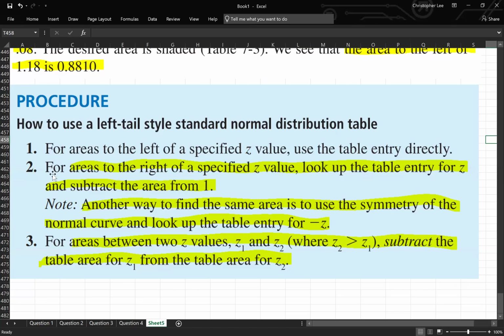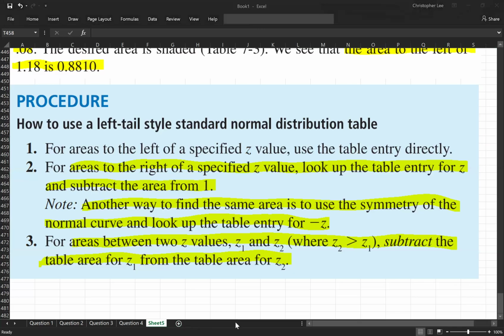What I really need you to know is numbers 1 and 2. If the area is to the left, you copy it from the chart, that's it. If the area is to the right, then you have to do 1 minus that area, all right? Again, this is for all those who don't have the calculator. On the calculator, we're going to do something a little bit different.